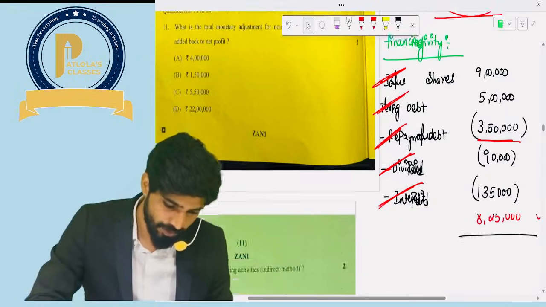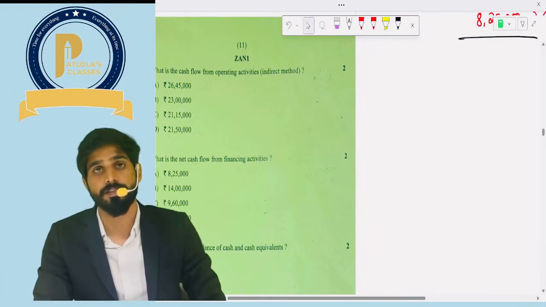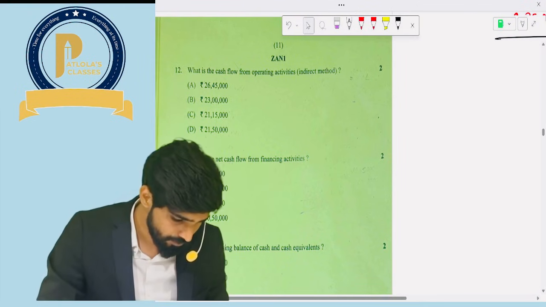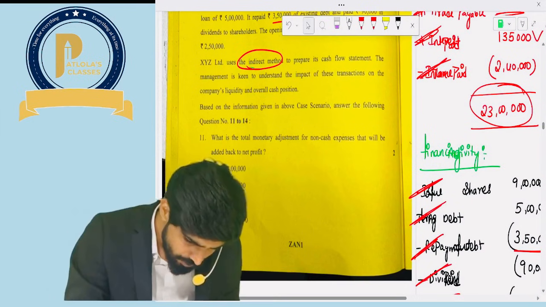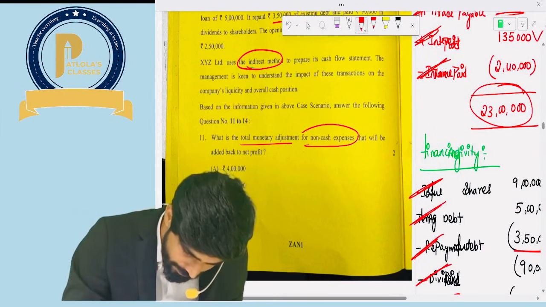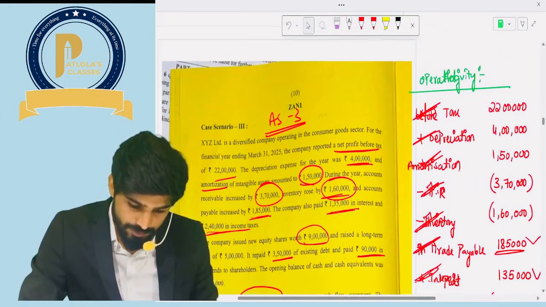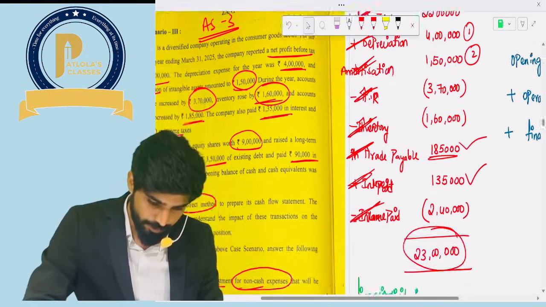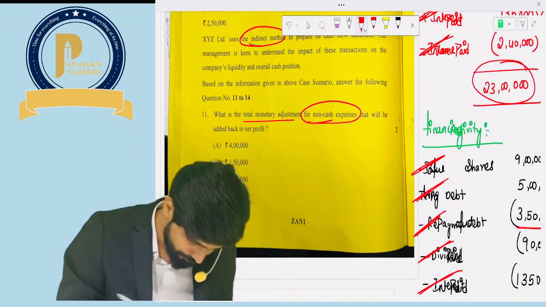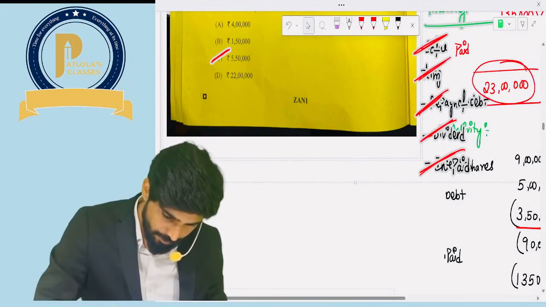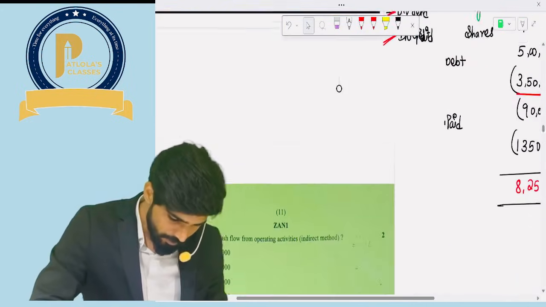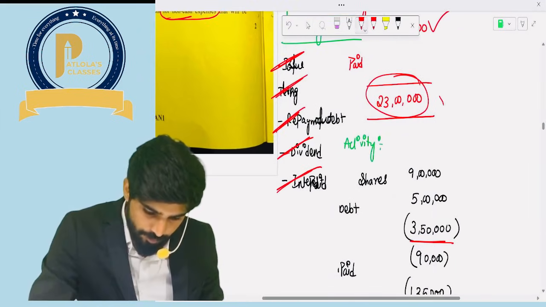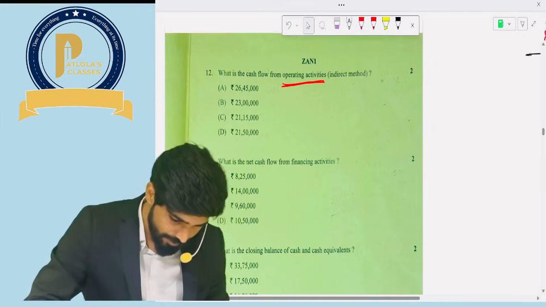So let us quickly cross check what are the questions that they are asking. In this case study, there are no investing activities, there are only operating and financing. What is the first question that they are asking? What is the total monetary adjustment for non-cash expenses? There are two non-cash expenses. One is depreciation, another is amortization. So it will be total 5,50,000. Coming to the next question, what is the cash flow from operating activity? Here we have clearly done cash flow from operating activities 23 lakhs.